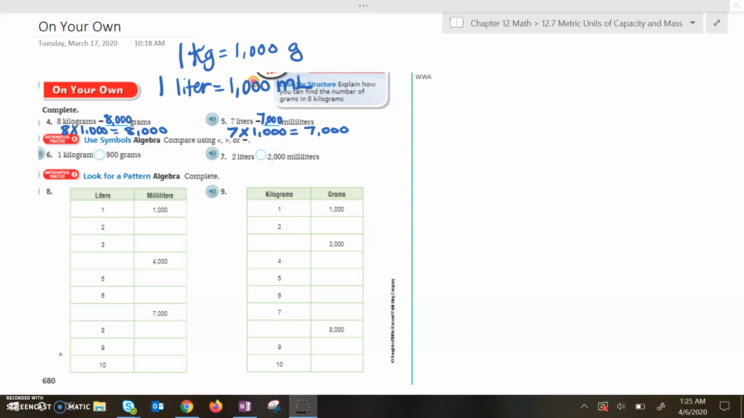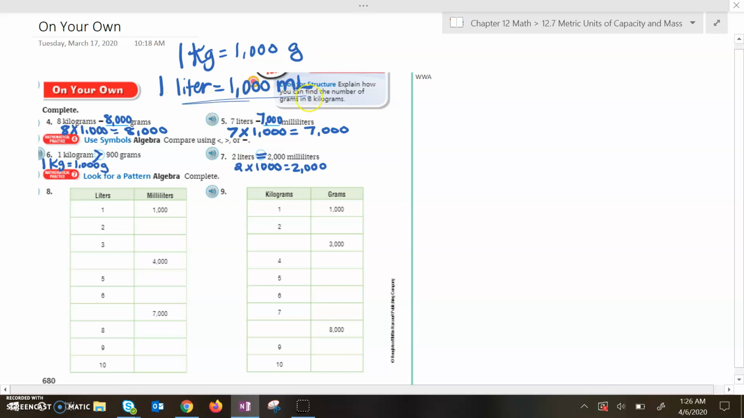Now for number 6 and number 7, it says compare using less than, greater than, or equal to. I'm going to allow you to pause because I want you to go ahead and try the conversions and then check your answers. Well, we know that 1 kilogram equals 1,000 grams. And so 1,000 grams is greater than 900 grams. On number 7, we know that we have 2 liters. We know that 1 liter equals 1,000 milliliters. So 2 times 1,000 would give us 2,000 milliliters. So 2,000 milliliters is equal to 2,000 milliliters. Now number 8 and number 9 are somewhat similar.